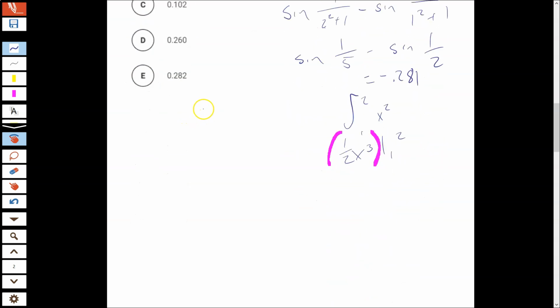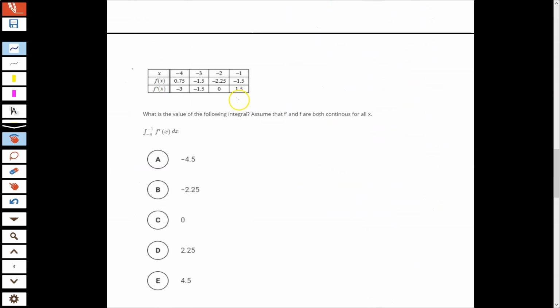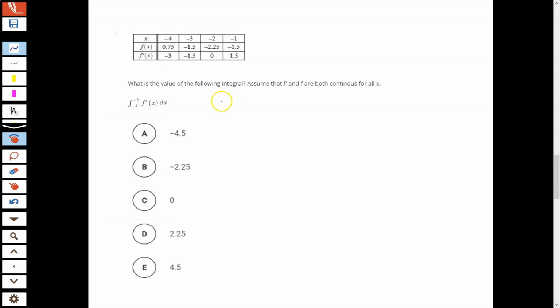That's sort of the theme with this next one too. Very similar problems actually. So here we have a table, and the table gives us all these numbers. I want the value of the following integral. Well, when we integrate, we don't know what f prime or f is, but we know we're going to get the antiderivative of f prime. Well, the antiderivative of f prime is just f, by pretty much definition, right? So we are going to evaluate f of x from negative 4 to negative 1.